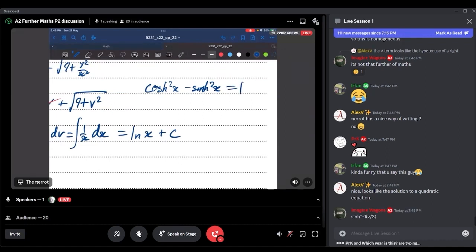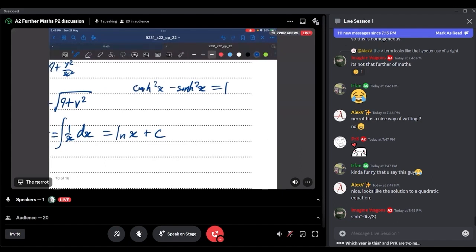Cosh square x minus sinh square x is equal to 1. Yeah, that. You're very excited, I know. Right? I'm just telling you how to find it.